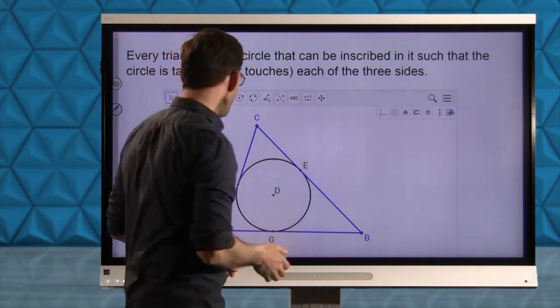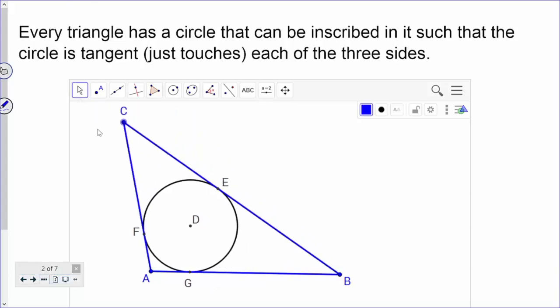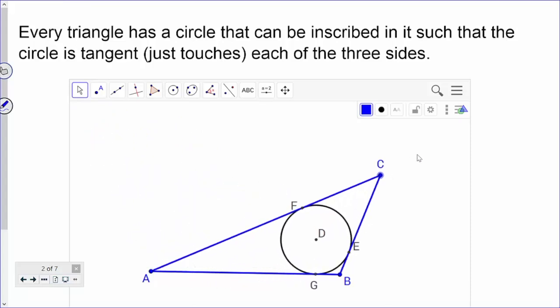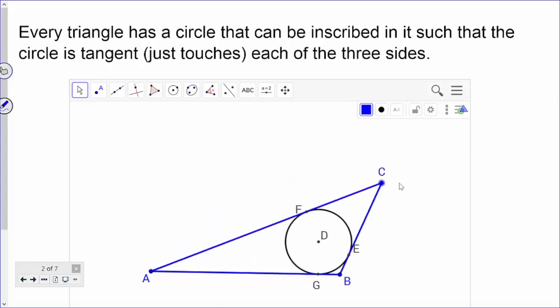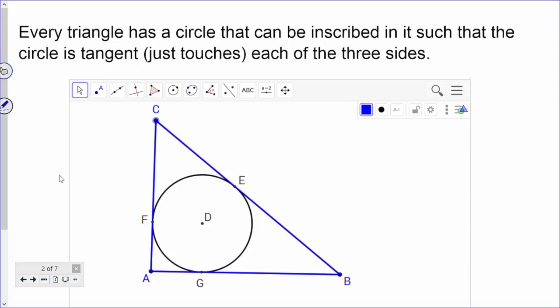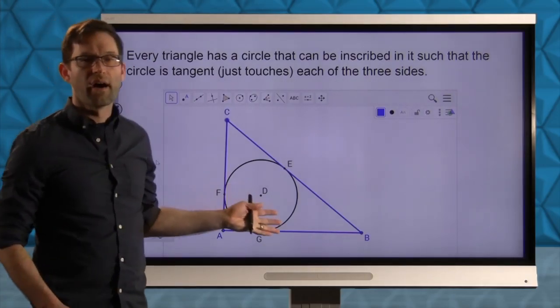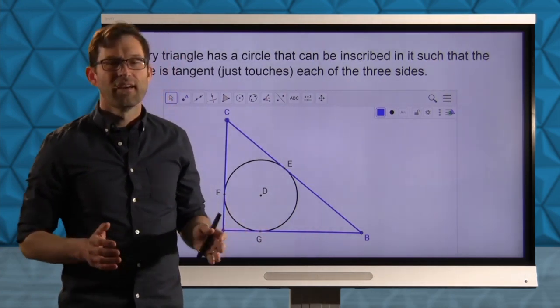Let me play around a little bit with the Geogebra widget right now and show you what that looks like. Just like with the circumscribed circle, if I take point C and move it around, you can see the size of the circle changes. But always those points are tangent, just touching the sides of the triangle. The question is, how do we construct that circle?